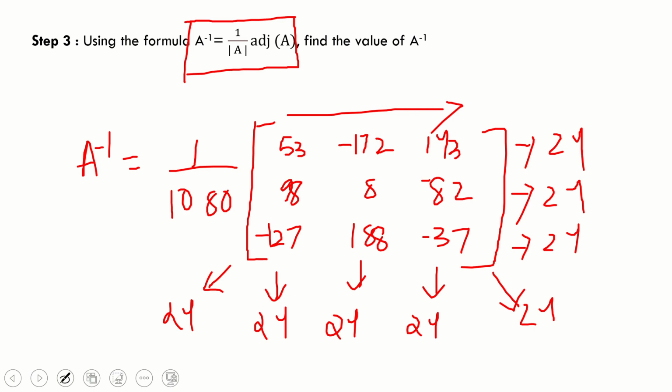So if you multiply 1 by 1080 in the matrix, you will actually get the answer as 24 by 1080. Wait, again I'm writing. It is 24 by 1080, and if you simplify it, you will get one interesting result.